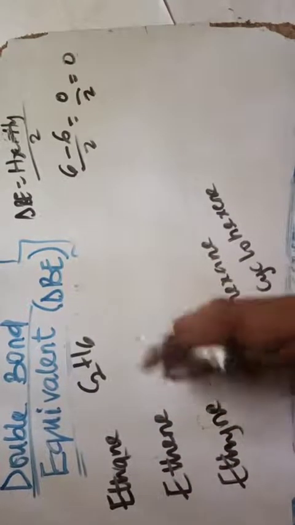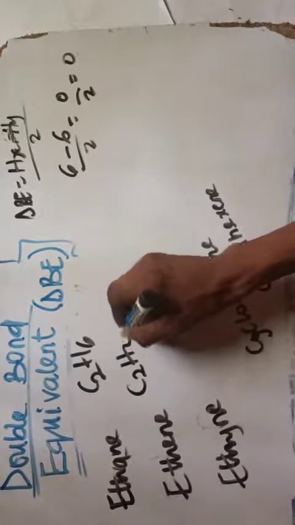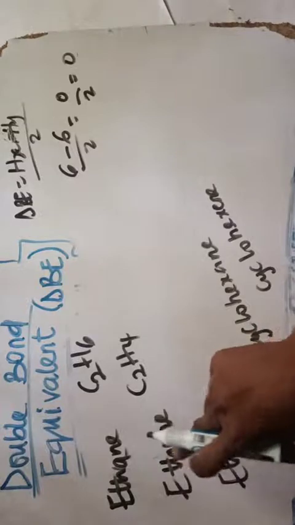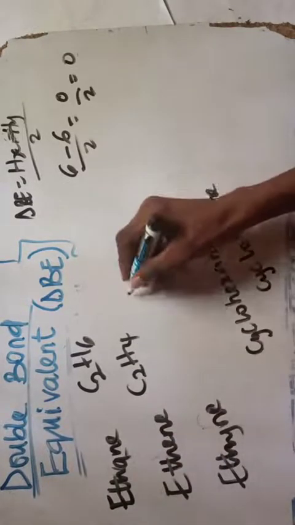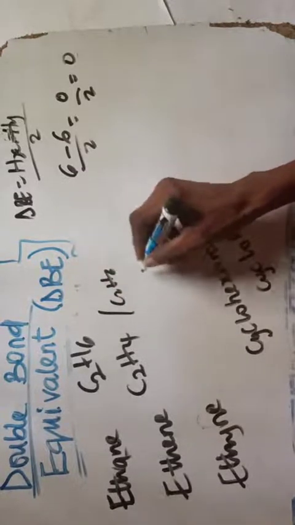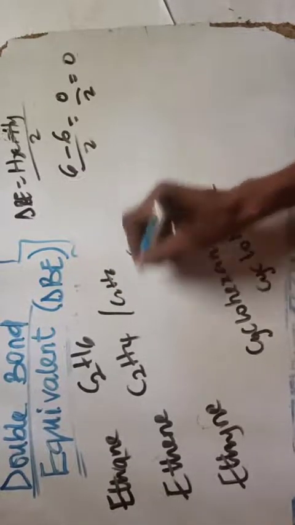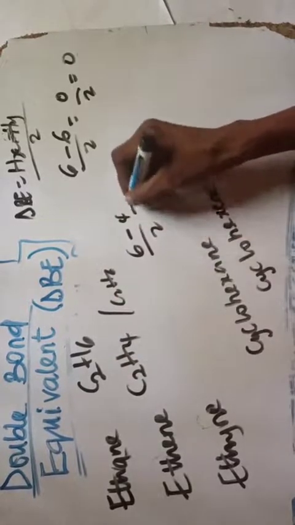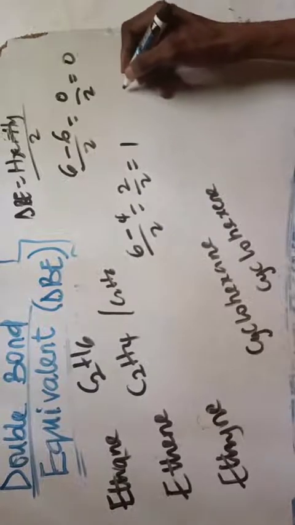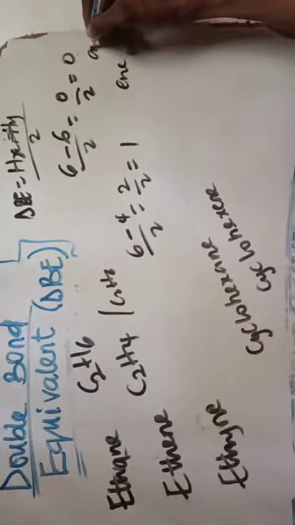Now ethene is C2H4. Here the original compound is ethane, and ethane is C2H6. That will be 6 minus 4 over 2, that will be 2 over 2, that will be 1. So in the ene family you have 1. In the ane family you have 0.